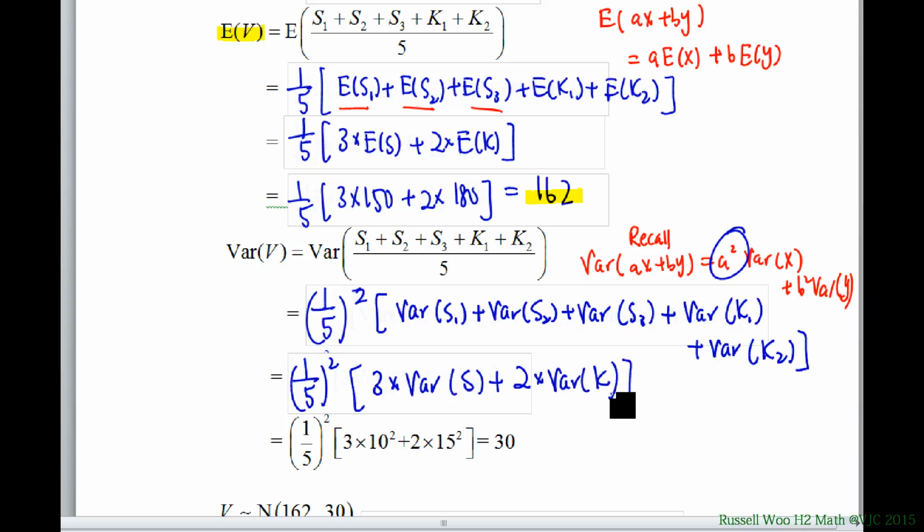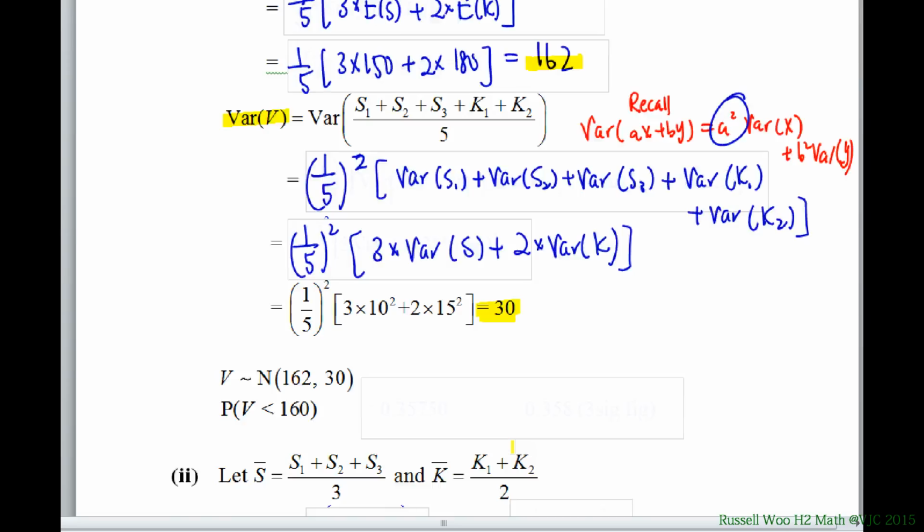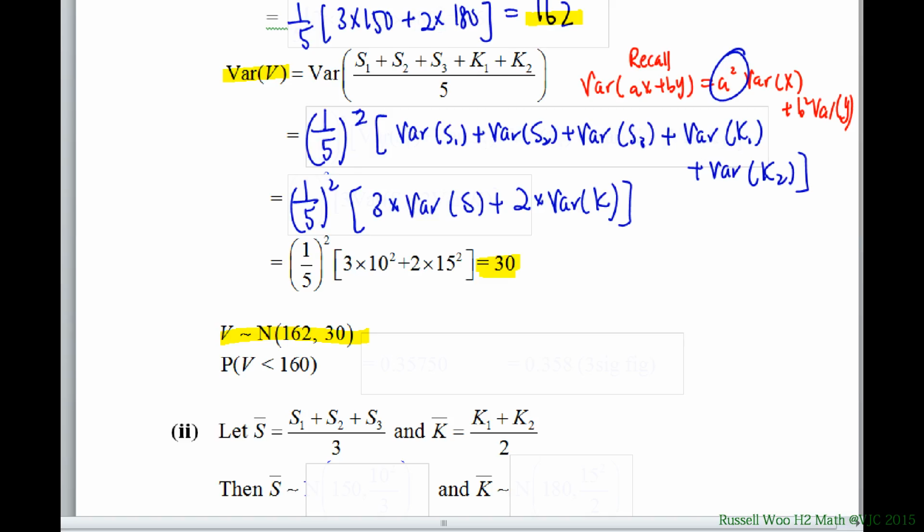Don't be lazy, must write. It only takes less than 1 minute. Get it properly done, then you get your nice answer here. The variance of V is 30. Now you want the probability that, what's your problem? Okay, average is less than 160.